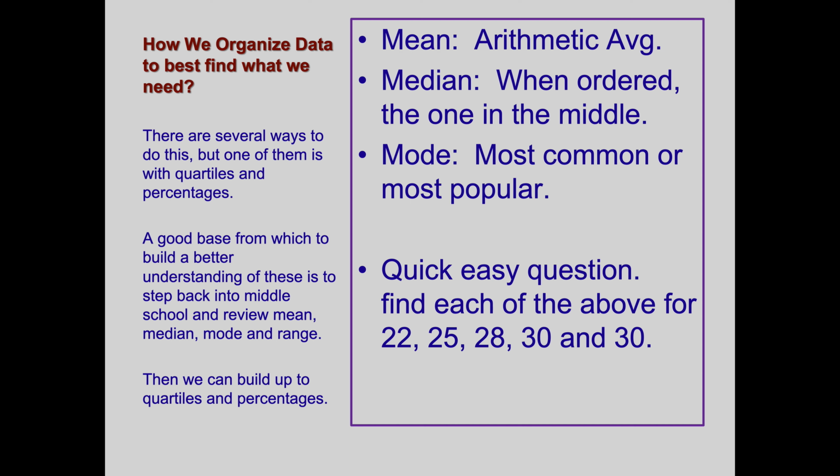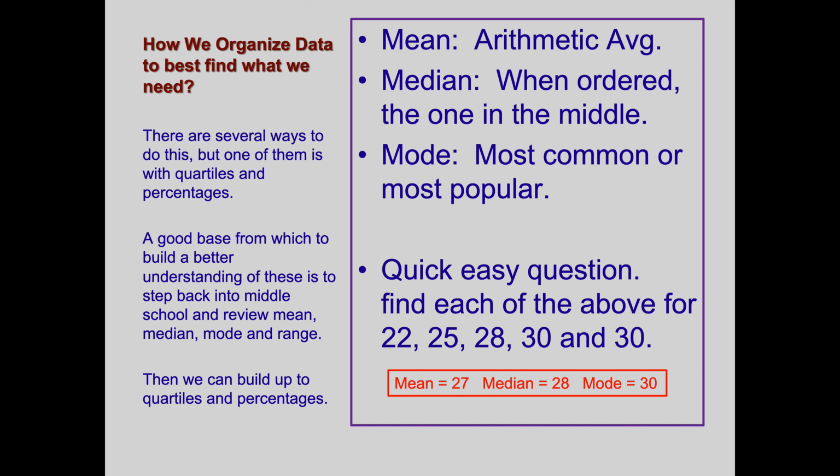All right, so there's several ways to do this, to organize data and to best find what we need. But a good base from which to build a better understanding is to step back into middle school, review something for a second: mean, median, mode, and range. Range means highest minus lowest. If we take a quick peek over here at the scores, the highest is 30, the lowest is 22, so the range would be 8, 30 minus 22. Once we get that down pat, we can easily move into quartiles and percentages. So a quick little stop and start on this, then we'll get going on the next lesson.